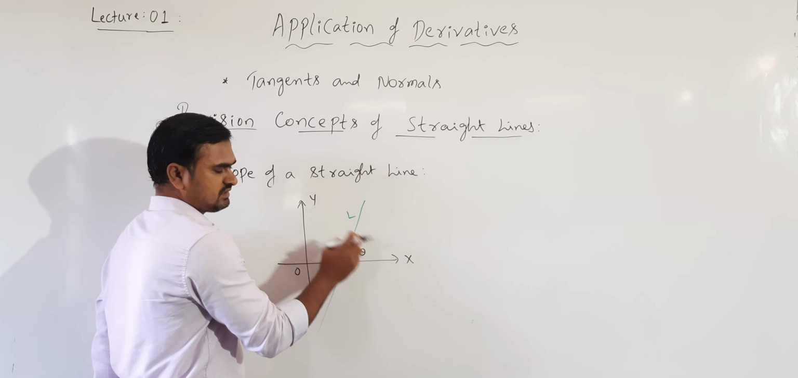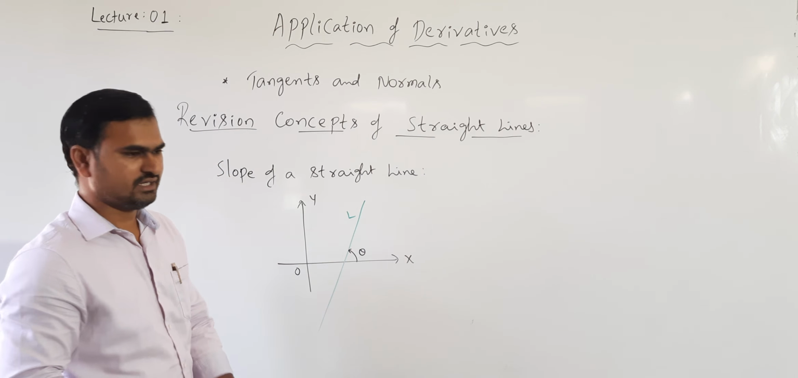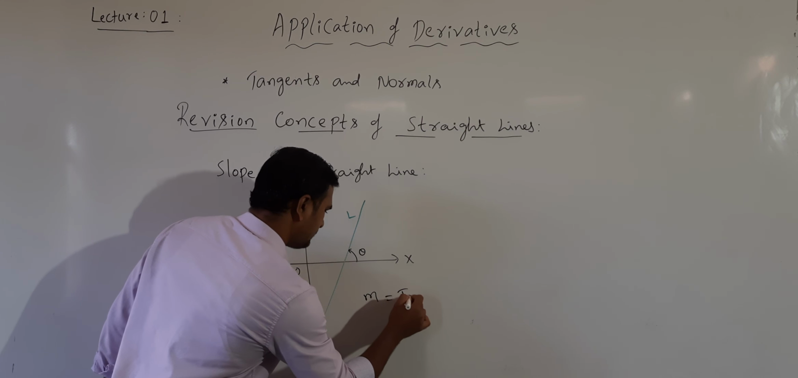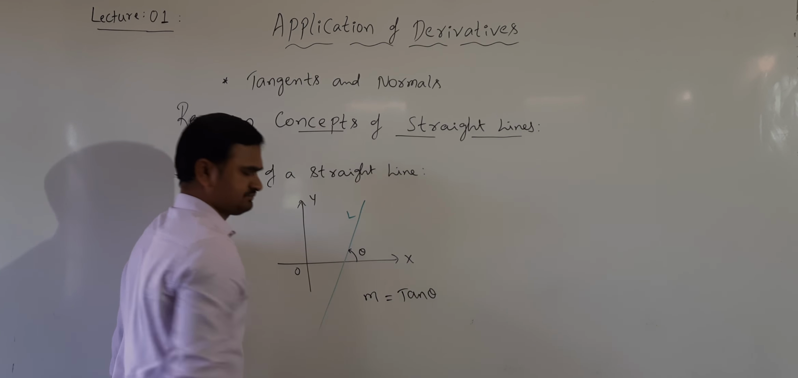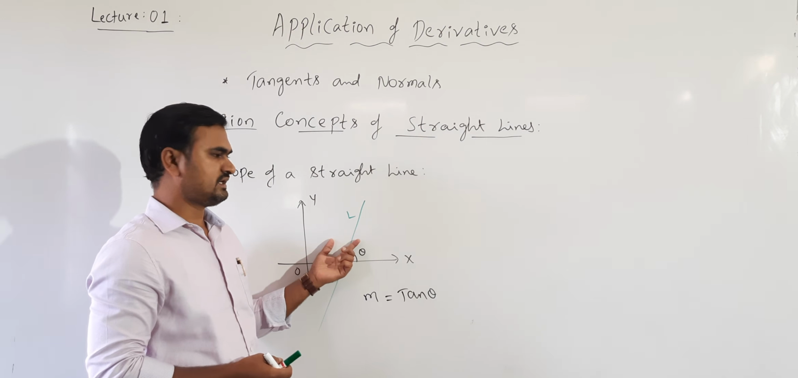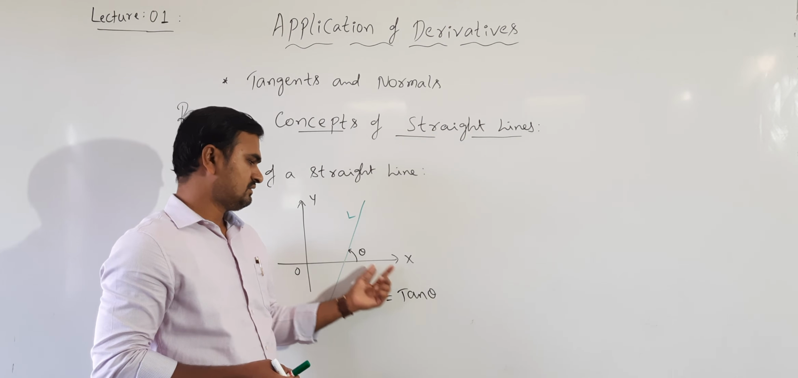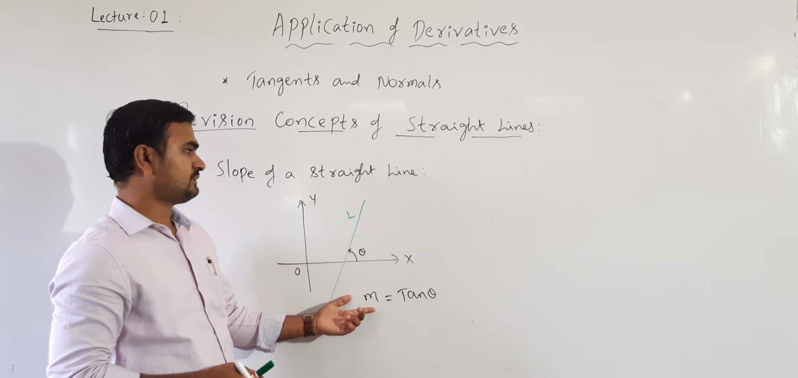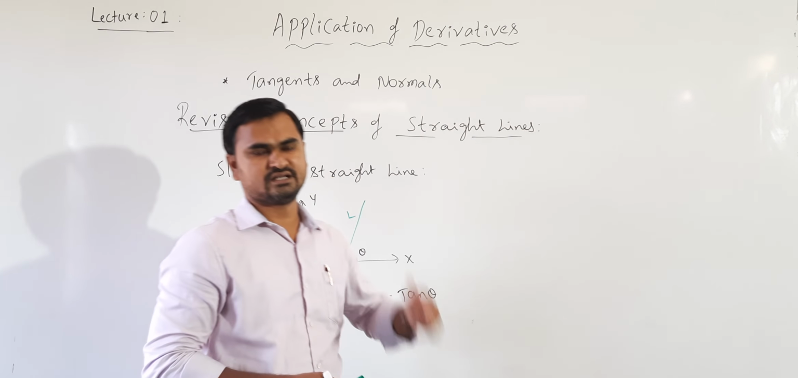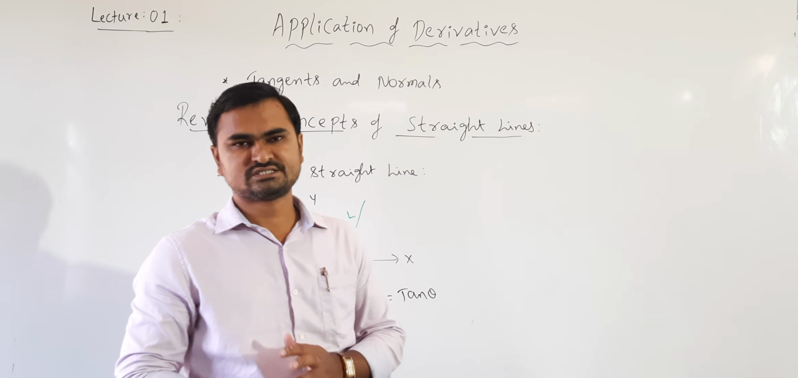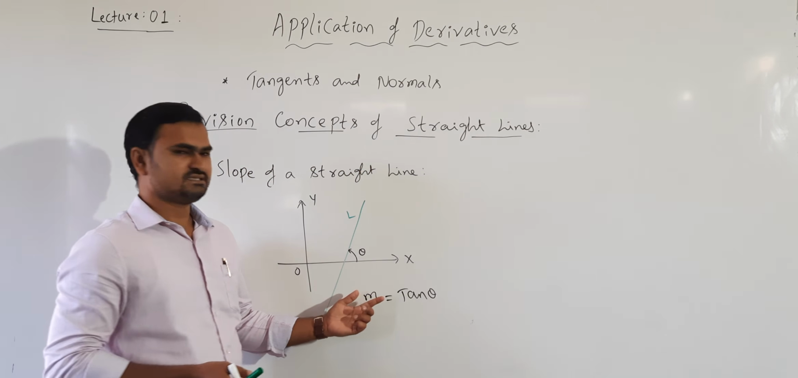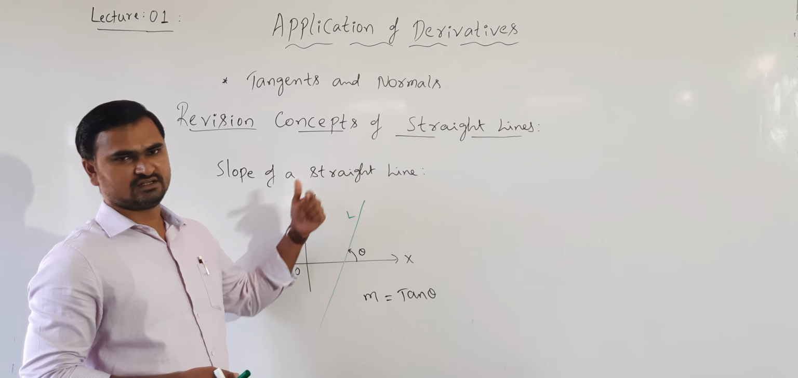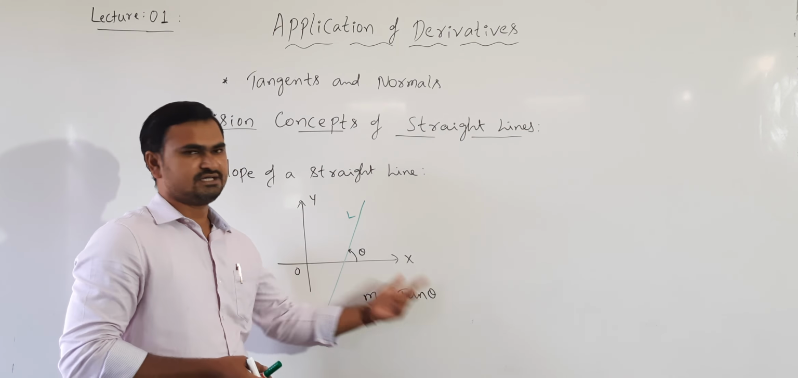Then this theta is called inclination of the straight line, and the slope of this line, denoted by m, is given by tan theta. Okay, so slope of straight line m is equal to tan theta, where theta is the inclination of straight line. So slope is the characteristic of a straight line. So whenever we are speaking about a straight line, we must know what is its slope. Okay, so this is the basic concept of a straight line. This is when inclination is given.